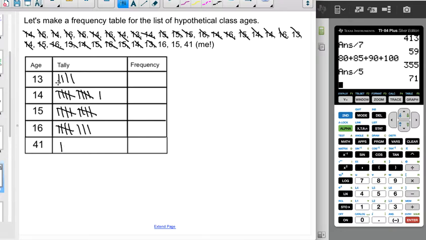Okay, so frequency, there were 4 people that were 13, right? There are 11 people that are 14. There are 10 people that are 15. There are 8 people that are 16, and there's the one me, right? And if we check our math on this, we should come out with 33 people.